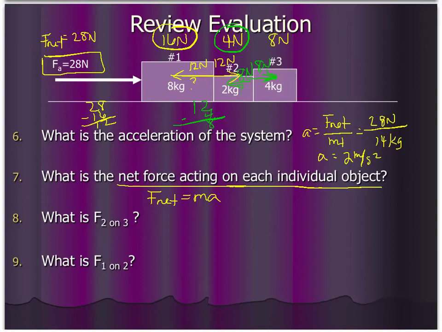So when we look at our questions down here, what is the force of block 2 on block 3? So that force of block 2 on block 3, we can see right here. Okay, and we know that that is 8 newtons. Okay, and then question number 9, what is the force of block 1 on block 2, which would be this yellow arrow right here, and we know that that is 12 newtons.